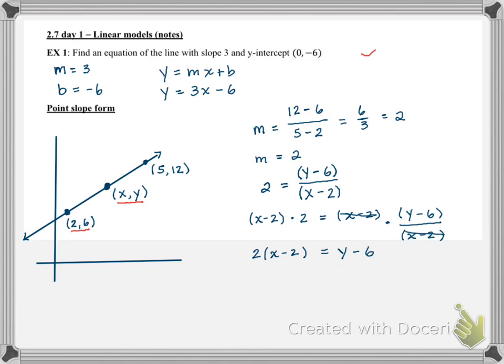So then to put this in slope-intercept form, I just need to solve for y. So we'll distribute the 2, and then add 6 to both sides. So we have 2x plus 2 equals y. Nobody likes mx plus b equals y, so we'll turn it around and write it as y equals 2x plus 2. And now we have the equation of our line.